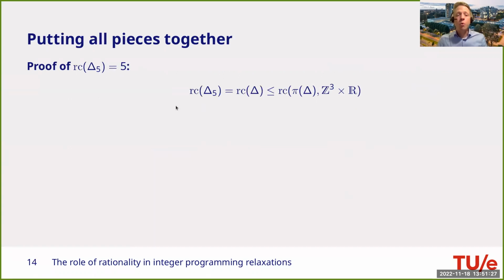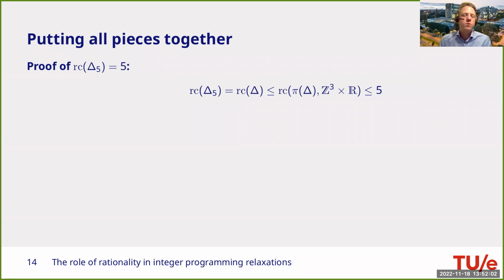Okay, and now we have all the pieces together, and we can show that the relaxation complexity of delta 5 is actually 5. We start with this inequality that I presented on the previous slide. We now have the constructed set of inequalities that leads to a mixed relaxation of the set of projected points. So we know that this quantity here is upper bounded by 5. And to show that this bound is tight, we need to come up with a matching lower bound.